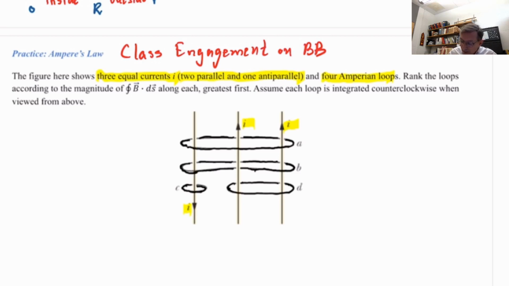Here's our task. Rank the loops according to the magnitude of the integral of B dot ds, the magnetic circulation along them, greatest first. Assume each loop is integrated counterclockwise when viewed from above. So that'd be like this, for example, and like this, and like this, and like that. You want to rank what you get for the magnetic circulation, integral of B dot ds, around these loops, biggest to smallest. That's our task, and we'll be practicing with Ampere's law in class. And that's all for this video.